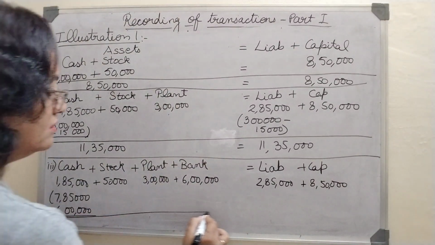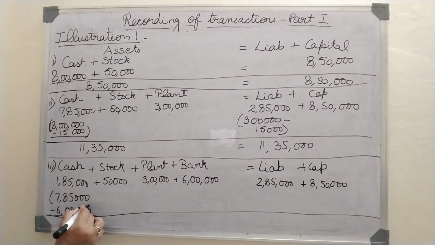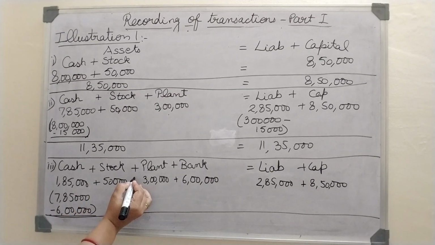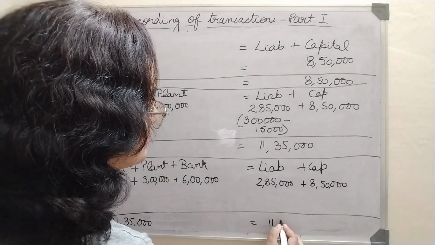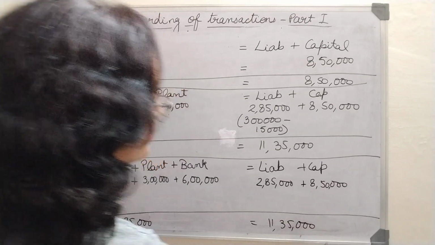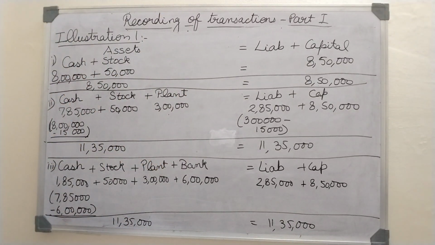Now we will check the total of both the sides. Till here we have the amounts 1,85,000 plus 50,000 plus 3 lakh. I'll put plus over here so that no confusion is there. Plus 6 lakh. So it comes to 11 lakh. Same amount will come because one side we are deducting it and other side we have added. So it remains the same. I hope till here it is clear to everyone. I am not running too fast. Yes. So the total remains the same. Now we come to the next part, the next transaction.